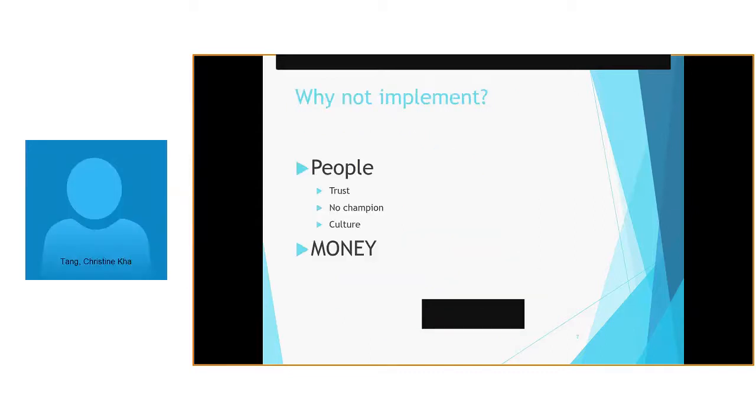So I also wanted to talk to you guys about why people don't implement, and what are the barriers within this field. And what I think of most is people and money. Those are the two biggest reasons why things have not been implemented, because people either just don't trust the model, there's no champion, no one within the organization who's pushing that SD works, this model works, and the culture is maybe resistant to change because there are no incentives.